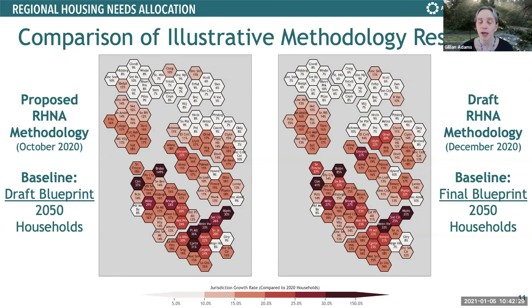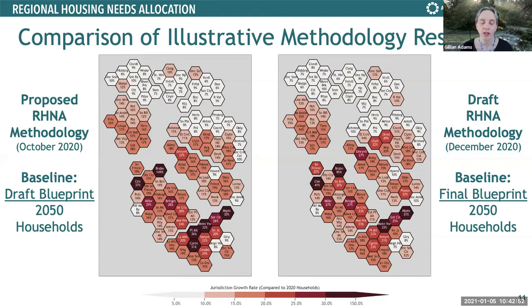Jurisdictions with the darkest brown experience the highest growth rates, while those in the light gray experience the lowest growth rates. In both iterations of the methodology, the jurisdictions with the highest growth rates are in the South Bay and along the peninsula, and those with the lowest rates are in Sonoma, Napa, and Solano counties, and the northern and eastern portions of Contra Costa County.